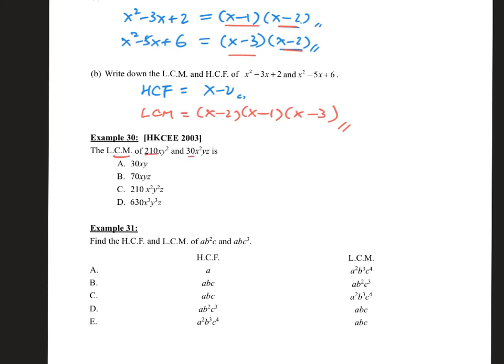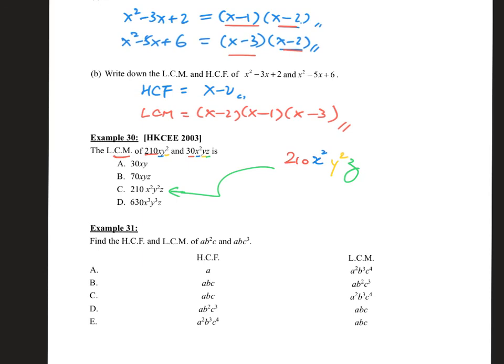210 and 30, the LCM is 210. Hopefully you can do it by yourselves. x and x squared, so we take x squared. y squared and y, we take y squared. And finally, we still have a z in the second expression, so you have z. So that is how you get the answer C.